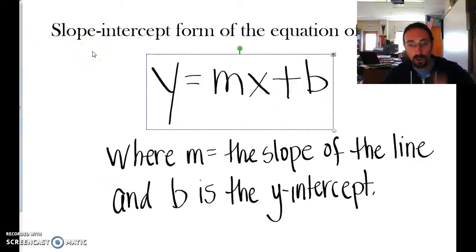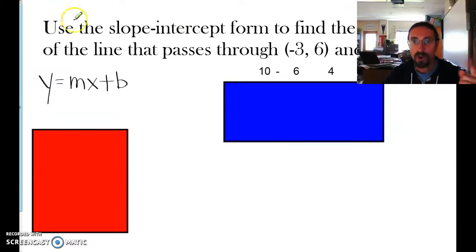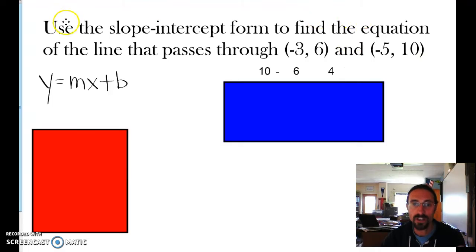So slope-intercept form, I just alluded to it. y = mx + b, where m is the slope, right? And b is the y-intercept. So use the slope-intercept form to find the equation of the line that passes through the points (-3, 6) and (-5, 10). So that passes through these points.